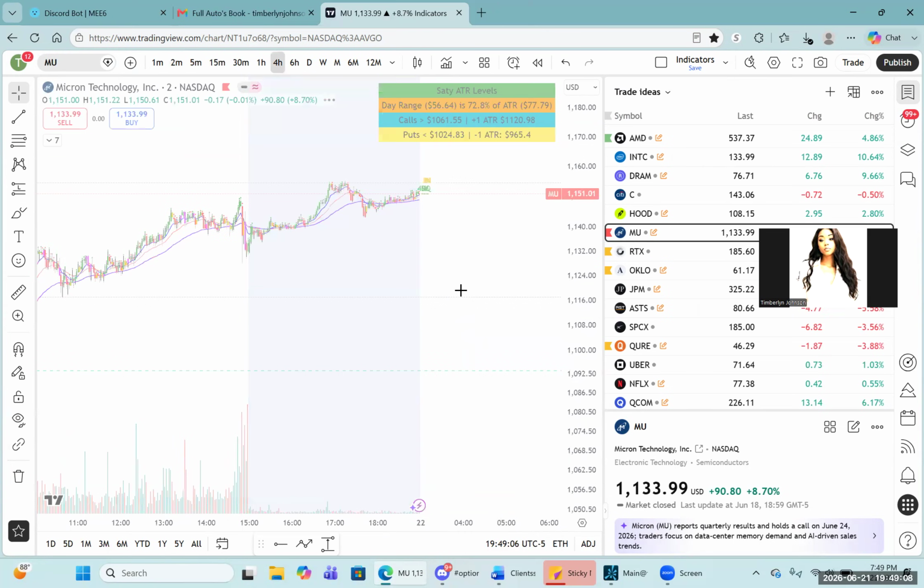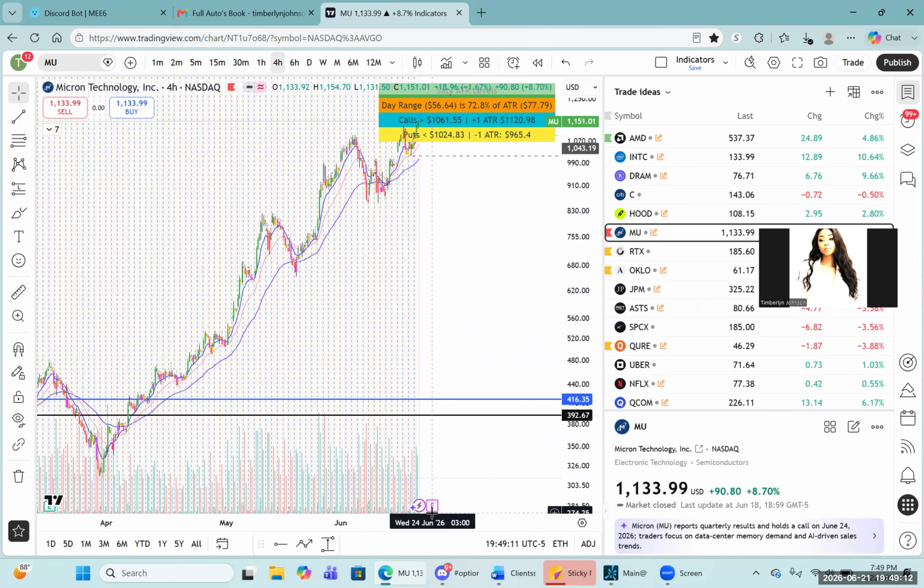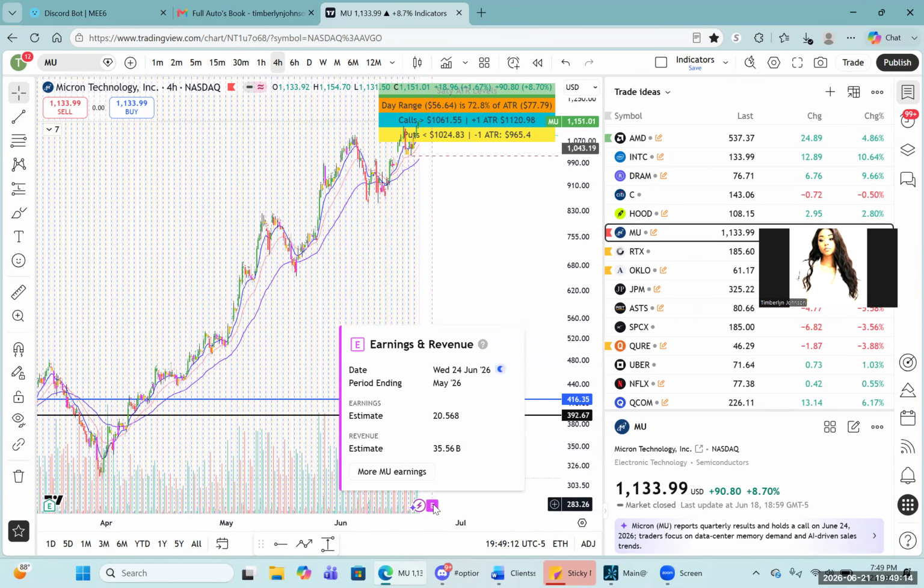And like I stated, MU has earnings actually this upcoming week. I don't know if we can see it on the chart. Yeah, here it is. So anytime you see an E on the chart, it's going to be earnings. They have earnings on Wednesday after the market closes. So that's going to be pretty big.